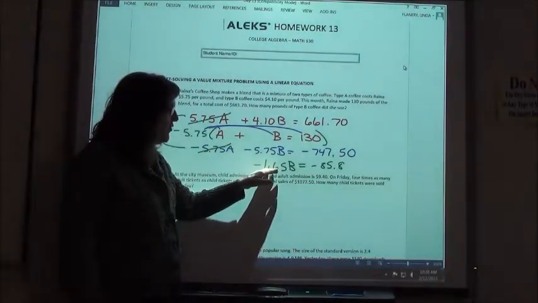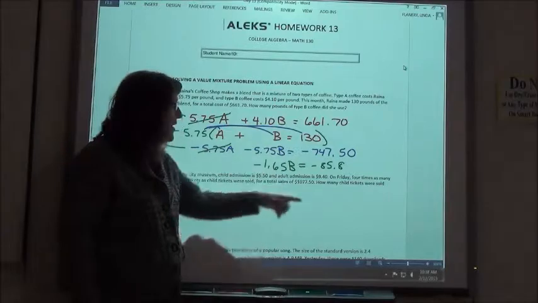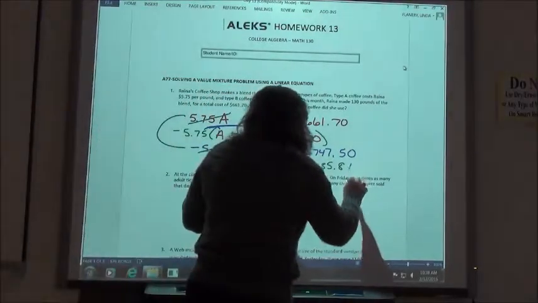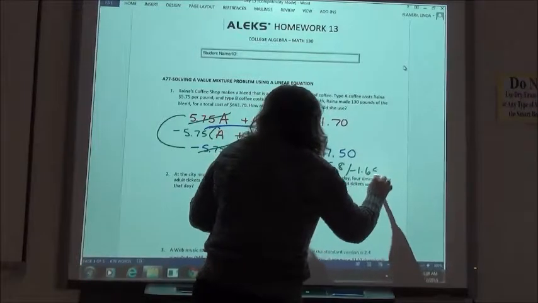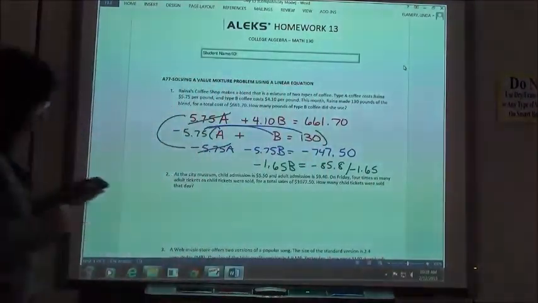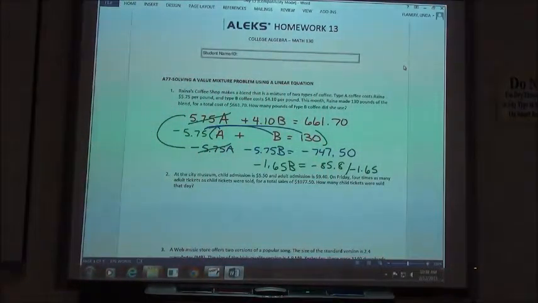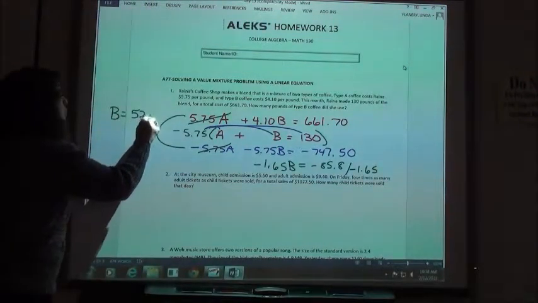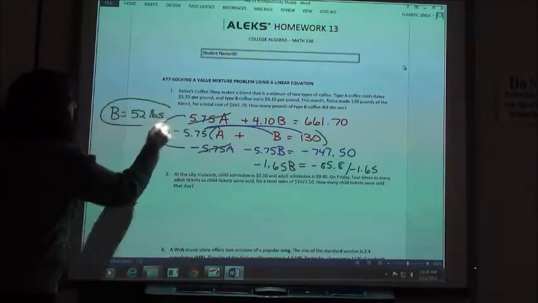I have to solve this for B, so I'm going to divide, and again I have a negative divided by a negative, so I'm going to end up with a positive. So negative 85.8 divided by negative 1.65 gives me B is 52 pounds.